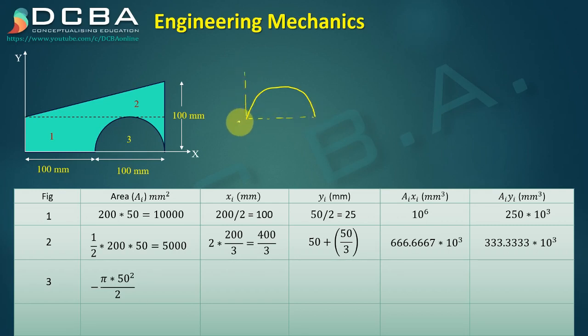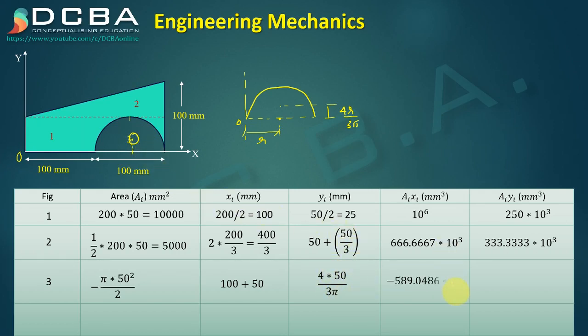from this point, the centroid is at a distance of r, and in the y direction it is at a distance of 4r upon 3 pi. So the centroid of this semicircle is here along this line, right? So it will be somewhere here like this. But from point O it is 100 plus 50, so it's 150, and yi from point O is 4r upon 3 pi, 4 into 50 upon 3 pi.